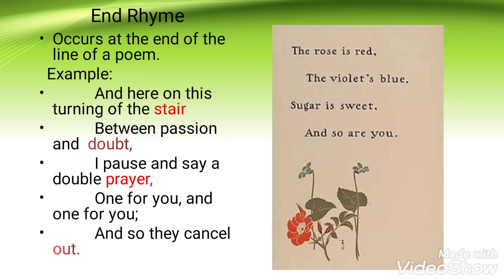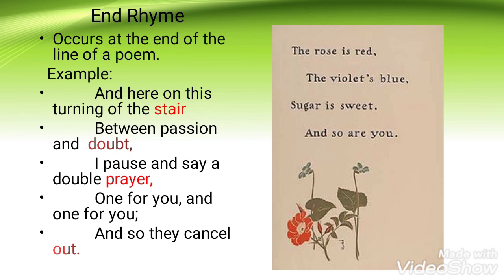And another example is also there. And here on this turning of the stay, between passion and doubt, I pause and stay, a double prayer, one for you and one for you, and so they cancel out. Doubt, stay, pray. This is called end rhyme. I think examples are enough.